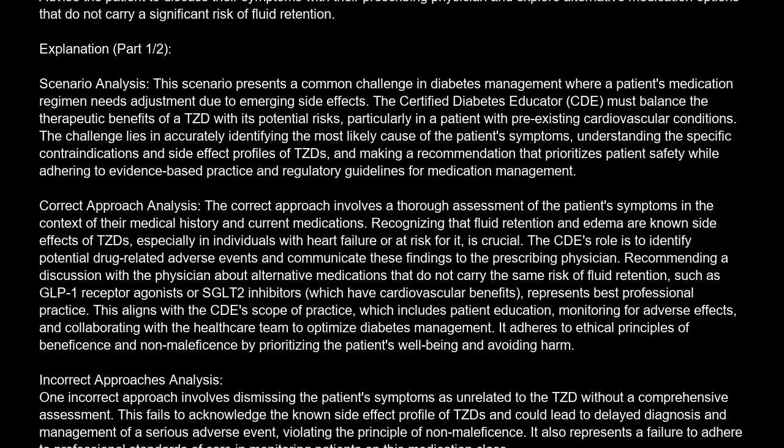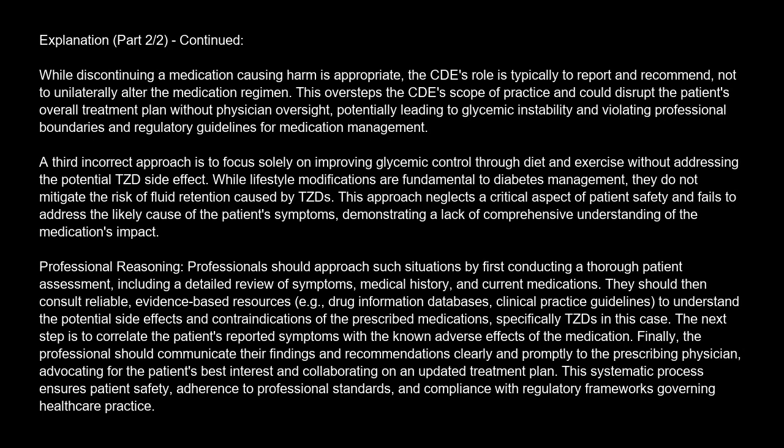Another incorrect approach is to immediately discontinue the TZD without consulting the prescribing physician. While discontinuing a medication causing harm is appropriate, the CDE's role is typically to report and recommend, not to unilaterally alter the medication regimen. This oversteps the CDE's scope of practice and could disrupt the patient's overall treatment plan without physician oversight, potentially leading to glycemic instability and violating professional boundaries and regulatory guidelines for medication management.